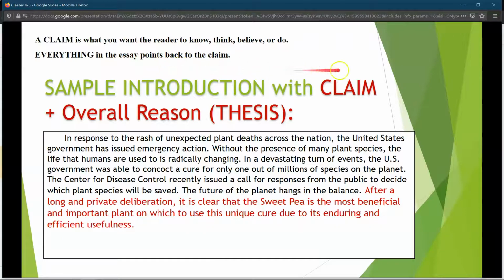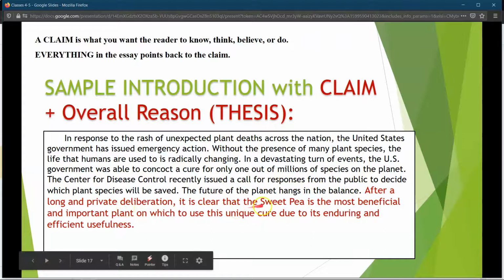So here's a sample introduction with claim plus overall reasons, or thesis. After a long and private deliberation, it is clear that the sweet pea is the most beneficial and important plant on which to use this unique cure due to its enduring and efficient usefulness.